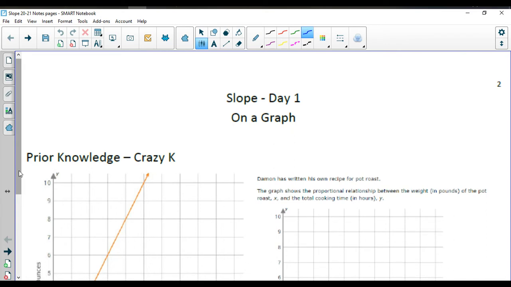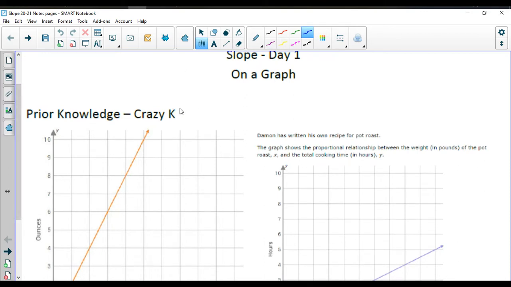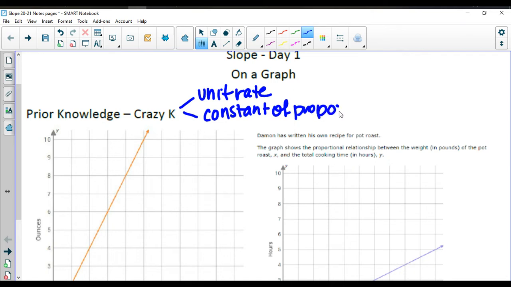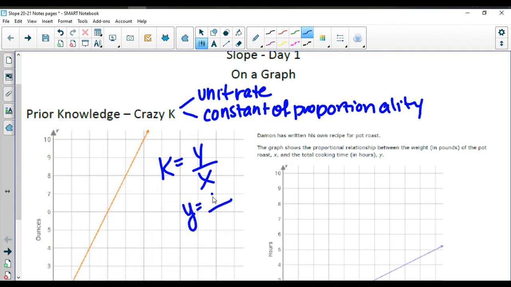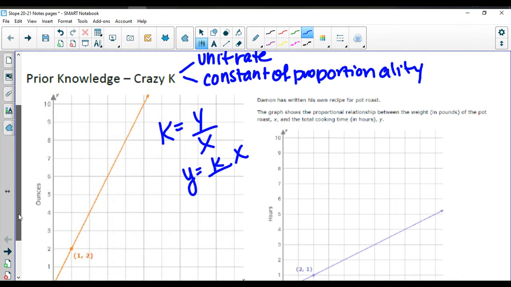We're going to start off with our prior knowledge of crazy K. And we know that crazy K is in fact a unit rate. And we also call it our constant of proportionality. So if you remember, to be able to find crazy K, we are doing y value divided by the x value. And we actually learned that we could write an equation then of y equals kx, where we replace that k with the actual number value that we have here.